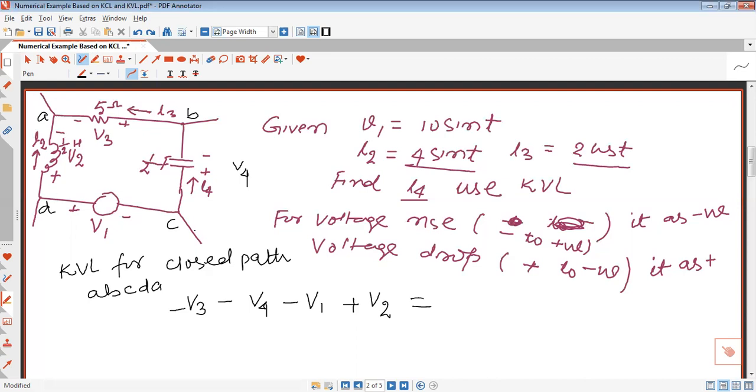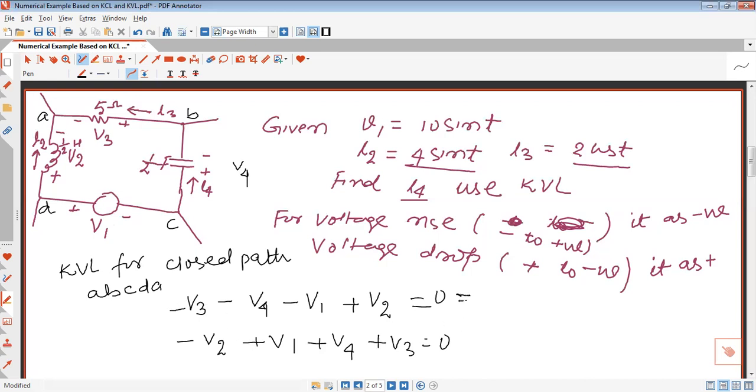If we go from the other side also, the equation will be the same. Suppose we go from A to D, it will be negative V2 and positive V1, then positive V4, then positive V3 equal to 0. Both equations are the same. If we take minus common here, the same equation will come.